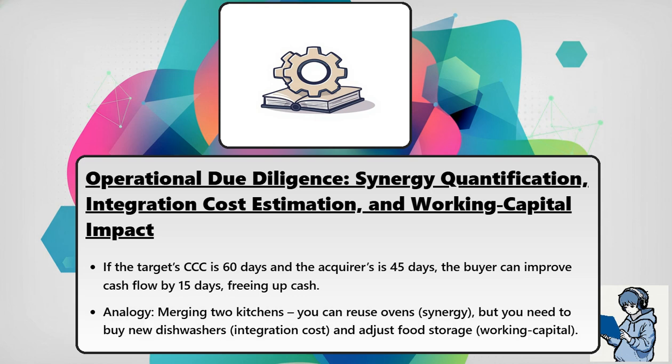Analogy: merging 2 kitchens, you can reuse the oven, synergy, but you need to buy new dishwashers, integration cost, and adjust food storage, working capital.